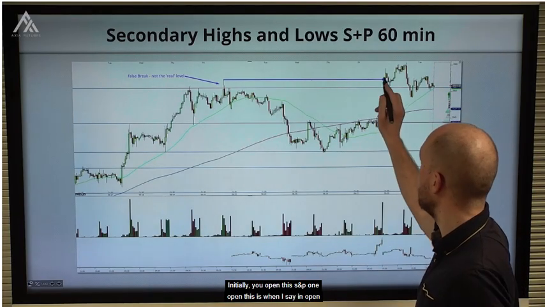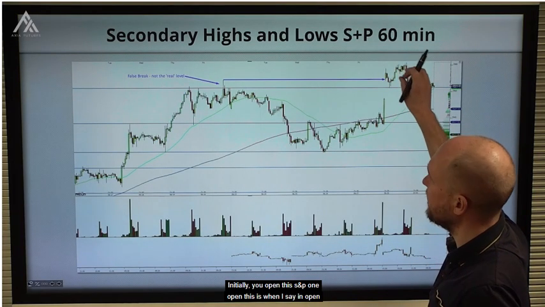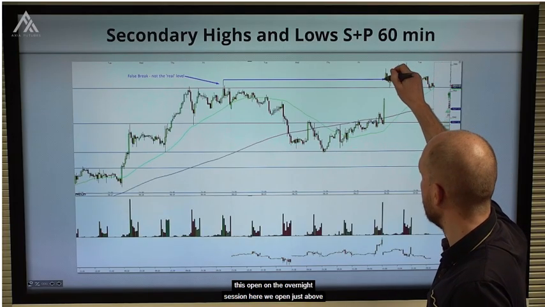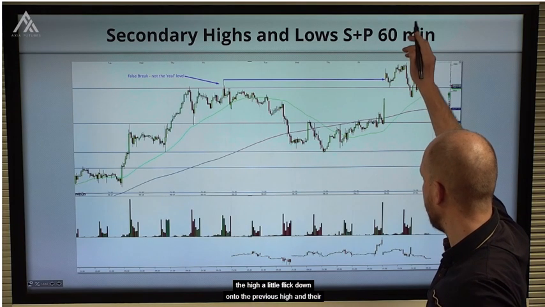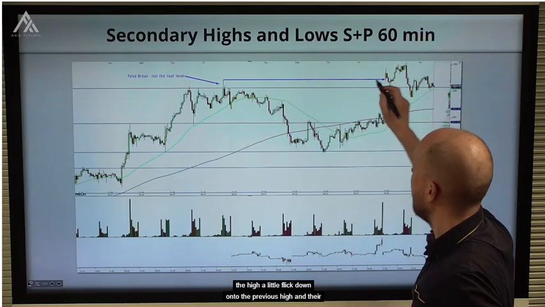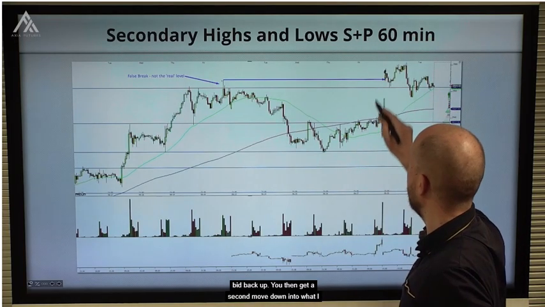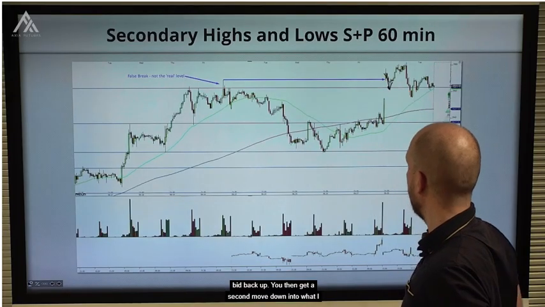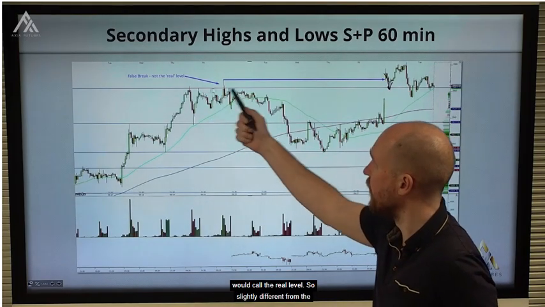Initially, you open, this is S&P one. Open, when I say an open, this is open on the overnight session here. We open just above the high, little flick down, onto the previous high, and then bid back up. You then get a second move down into what I would call the real level.